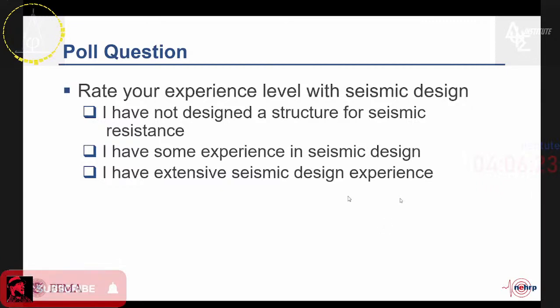Okay, it looks like most people have already answered, so just a few more seconds to get your answers in. And Ron, I'm going to go ahead and close the poll, and the results are showing. It looks like most of the folks attending, nearly 60%, have some level of experience in seismic design, and about 30% extensive level.